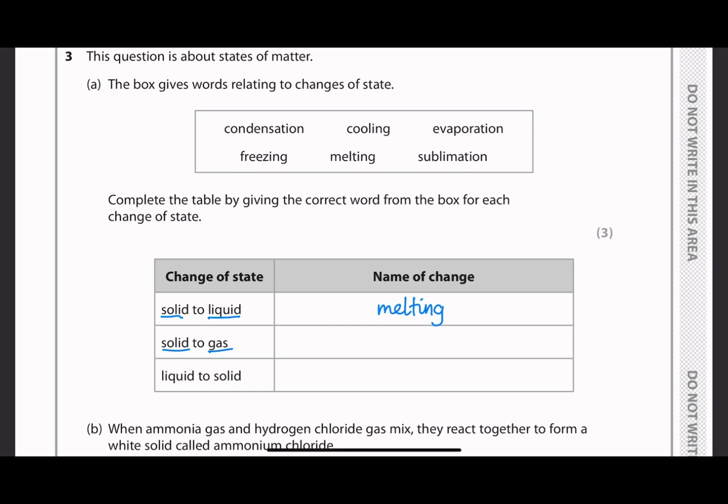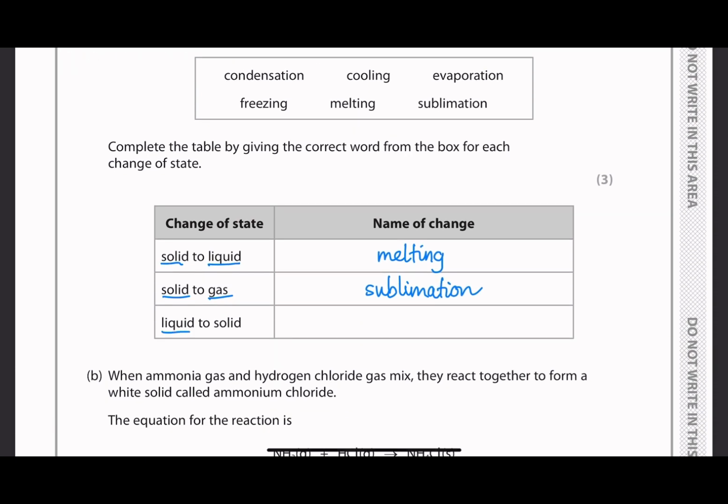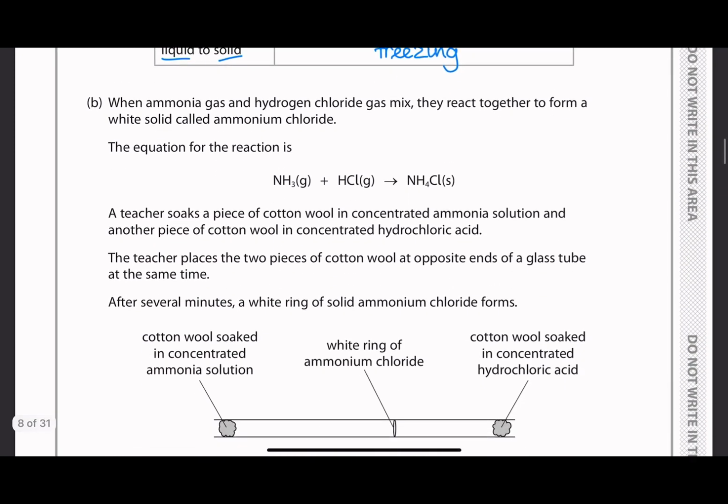An example is iodine solid at room temperature, and it sublimes to become iodine gas. And the third one, liquid to solid, the name of the change is freezing. You could imagine, like, you freeze water to become an ice cube.